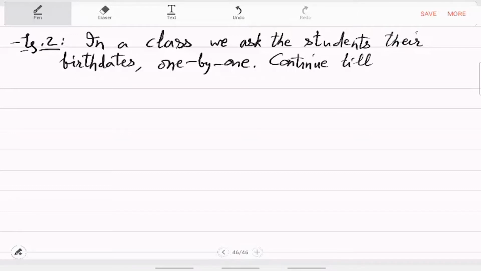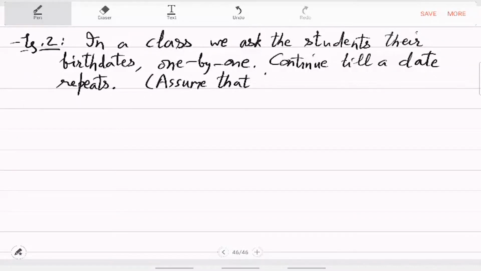So continue till a date repeats, then you stop. And you can assume that there are 365 possibilities. Assume that nobody was born on 29th Feb, for example. So there are 365 possibilities, and if you pick a random student, then the probability of some date is 1 over 365.